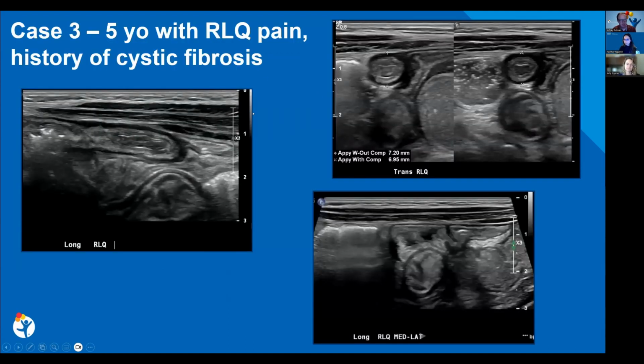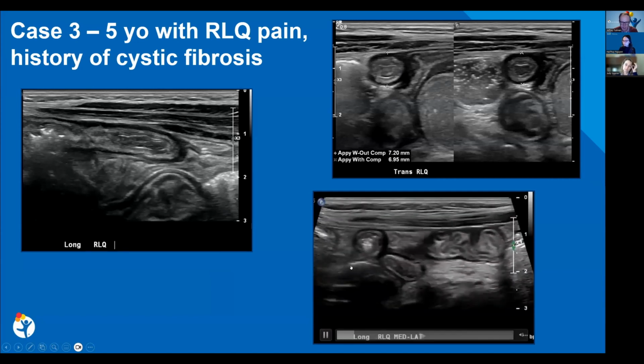All right. So my next case is a 5-year-old who came with right lower quadrant pain and had a pertinent history of cystic fibrosis. In our first image, we can see the tip of the appendix. The appendix just looks very odd. It looks a little bit larger than it should, and the wall looks a little bit heterogeneous. In our compression image, it's not super dilated, but it doesn't really compress a whole lot. It's about 7.2 millimeters without compression and right at 7 with.